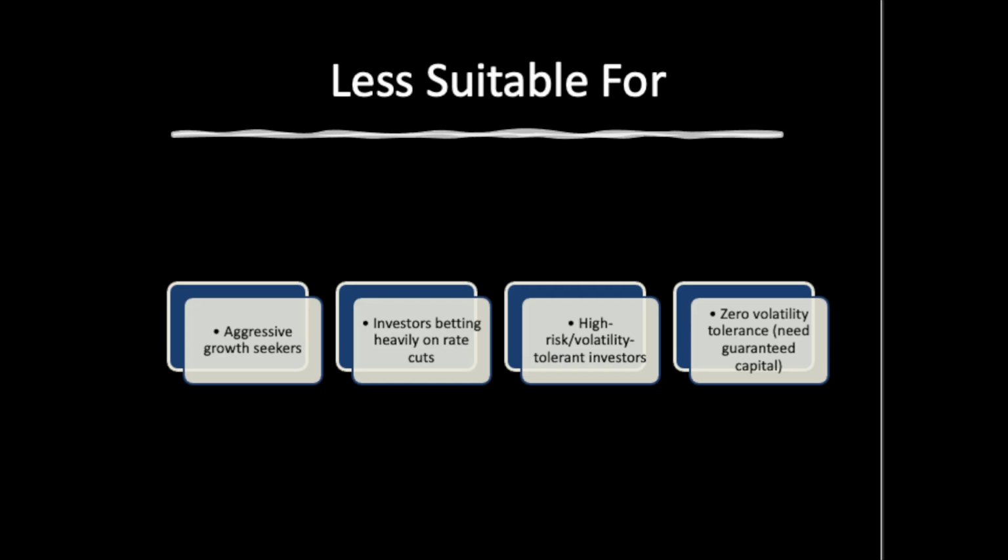Right. And finally, if you have zero tolerance for volatility, if even small dips in value are unacceptable, then this, like most bond funds, might not be the right fit. You'd need something with guaranteed capital, perhaps. So it really boils down to prioritizing stability and income over chasing maximum gains and accepting some level of potential fluctuation. That sums it up well. It's about finding the right balance for your own goals and risk tolerance.